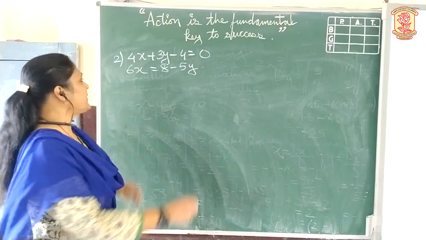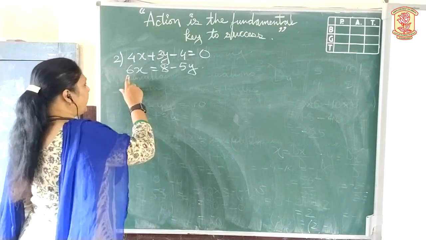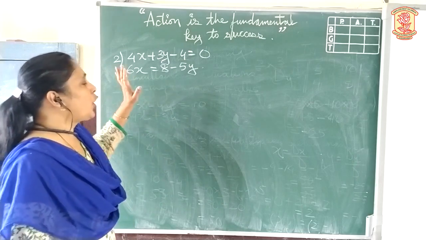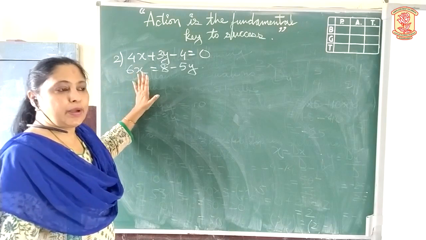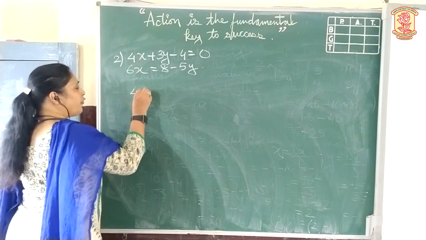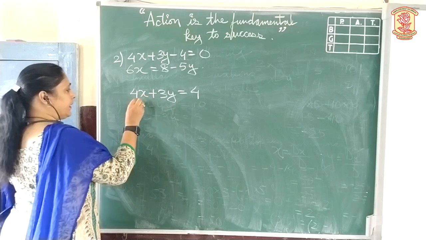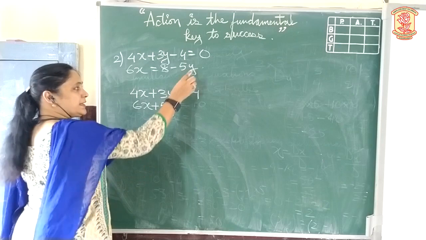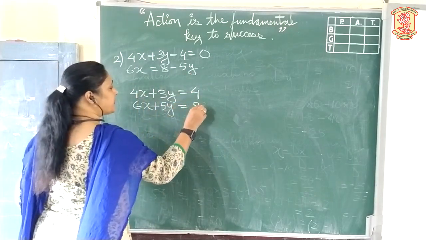And the next question is 4x plus 3y minus 4 equals to 0, and the second equation 6x equals to 8 minus 5y. Now here when we are solving these equations by Cramer's rule, the standard form of writing the equation is x and y on the left and the number on the right. So this is to be written as 4x plus 3y equals to 4, that is c on the right side. And here the second equation becomes 6x plus 5y, when it comes on the left hand side, it becomes plus 5y equals to 8.